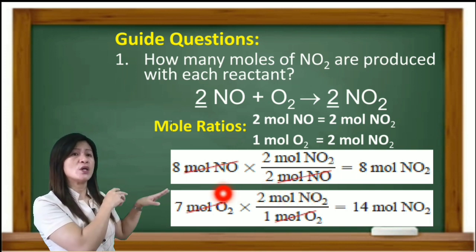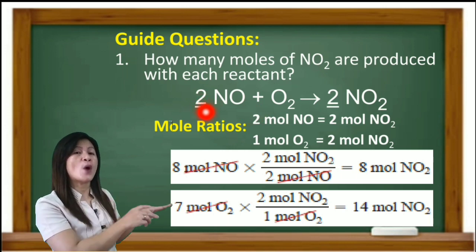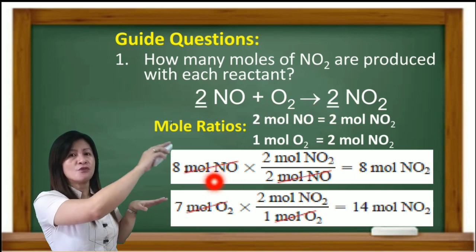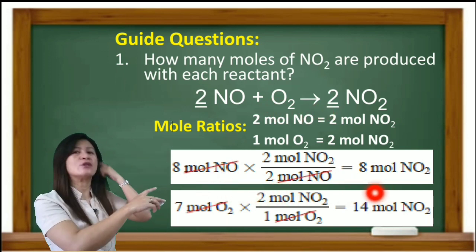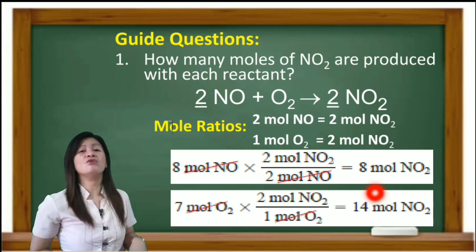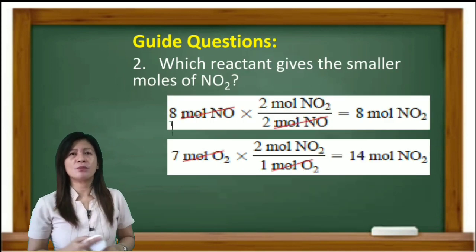So from the balanced equation, from the mole ratio, we have 2 moles of nitrogen dioxide over 1 mole of oxygen gas. You cancel mole of oxygen with mole of oxygen, numerator and denominator. You will have moles of nitrogen dioxide. And 7 times 2 divided by 1 will give you 14 moles of nitrogen dioxide. Let's move on to question number 2.